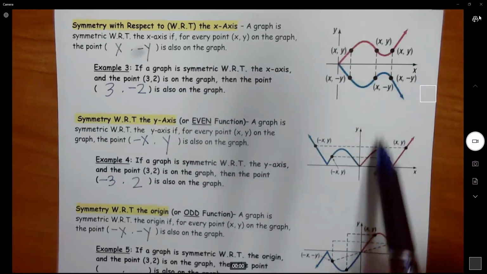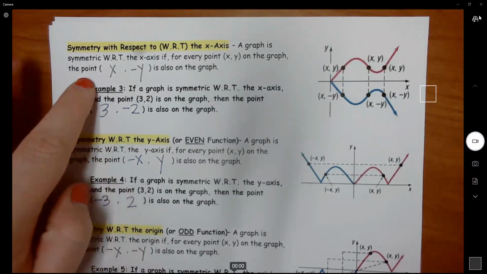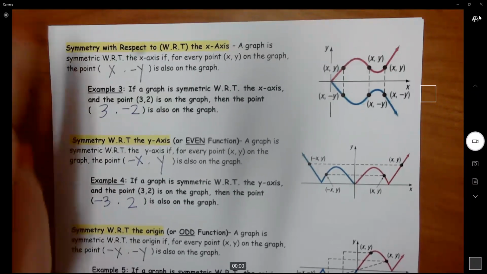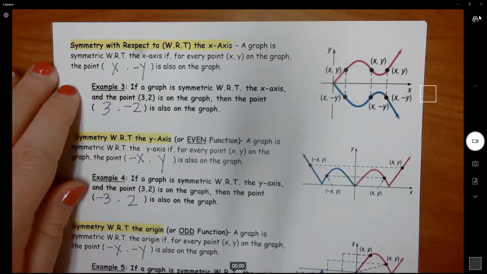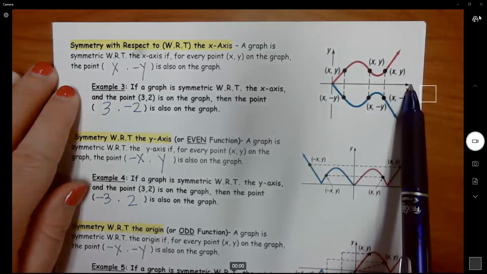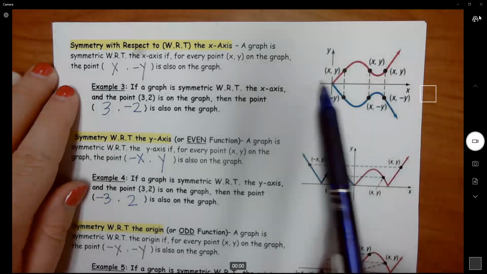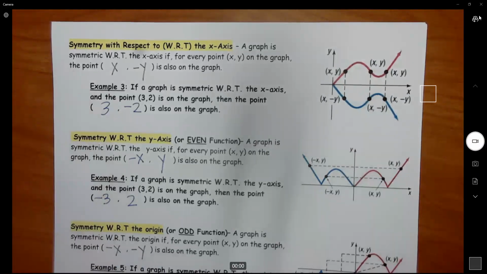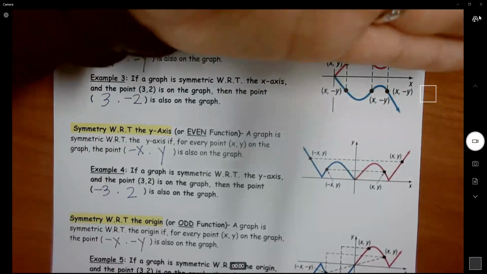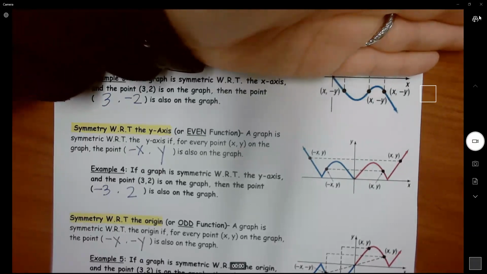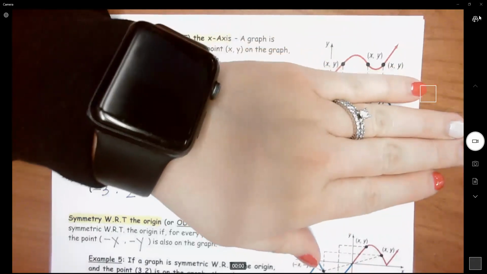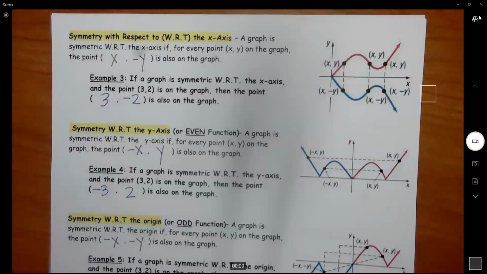And I probably should have come over here and explained these. So let me back up and talk about when we have symmetry with respect to the x. Notice here that you have that x-axis. Think of this as a mirror image. You're taking whatever the image is here, and if you reflect or mirror it over here, it's going to land on top of each other.